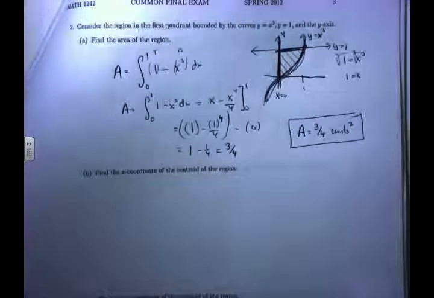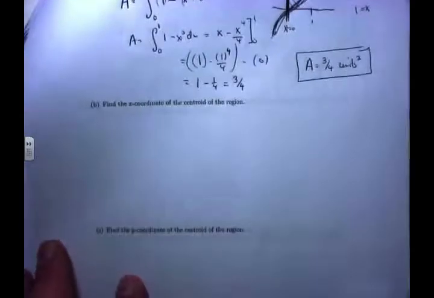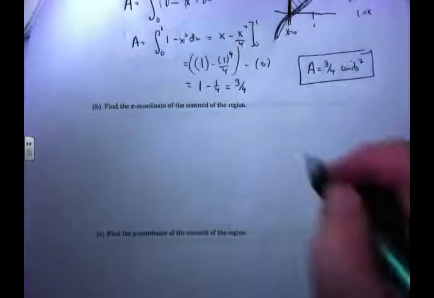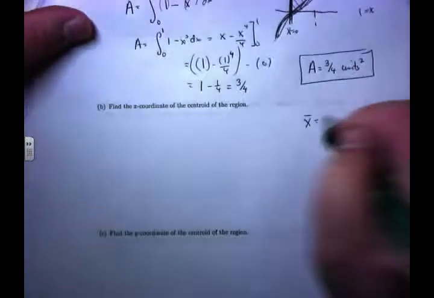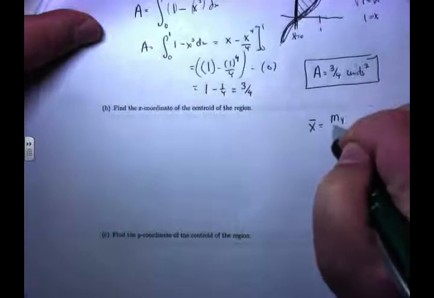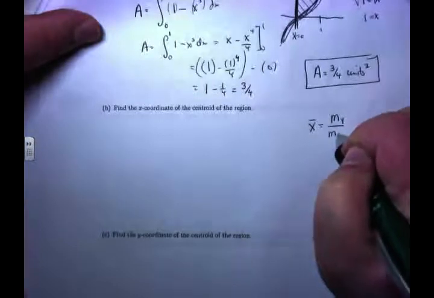Did I lose you anywhere? Does that make sense? Top minus bottom or right minus left. All right, now, here we go. What is the formula for the x-coordinate of a centroid? That is x bar. The x-coordinate of a centroid, you have to take the moment about the y and divide it by the mass.